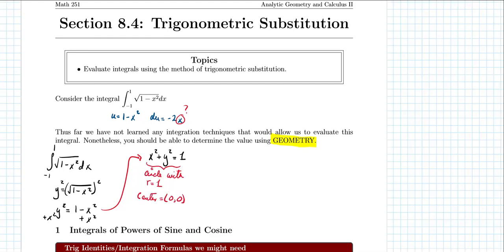So visually, we can go ahead and draw in our circle. Now since we're dealing with the positive square root of 1 minus x squared, that means we're only dealing with the upper half of the circle. So we're looking for this area.